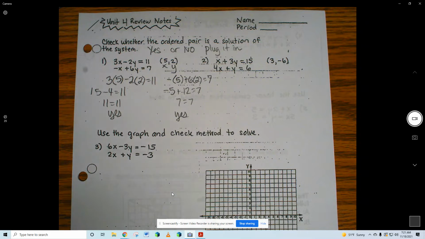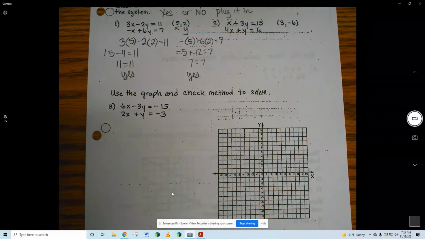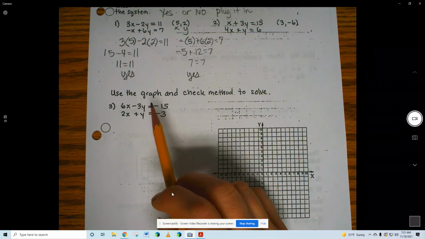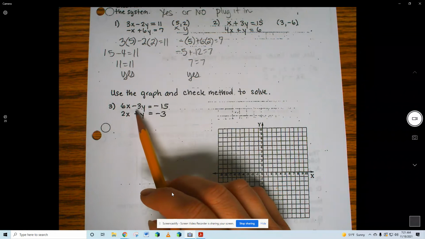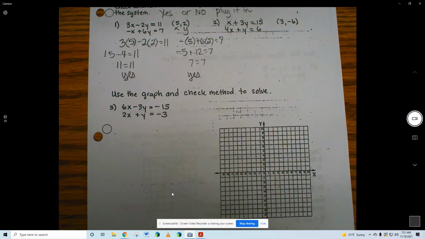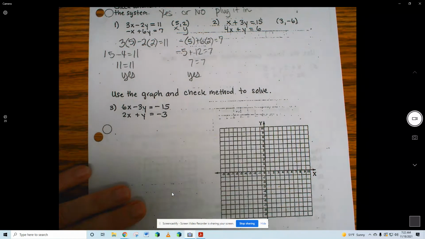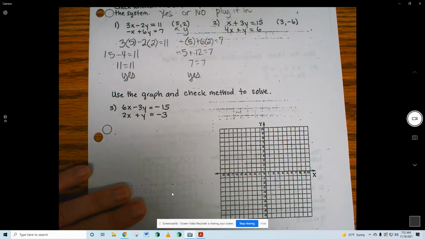All right, jumping down to number 3. The graph and check method means just graph them both. You've got to change them to y equals mx plus b. If you want, just so you know, you could use intercepts where you plug in 0 for x and plug in 0 for y to find the x-intercept or the y-intercept. But I feel that you're more comfortable with changing it to y equals mx plus b.